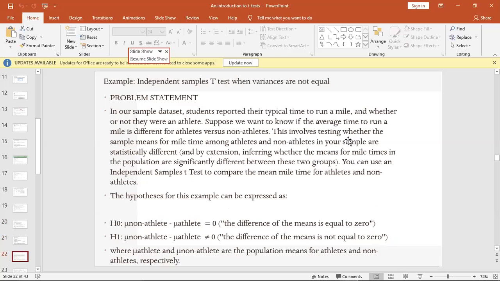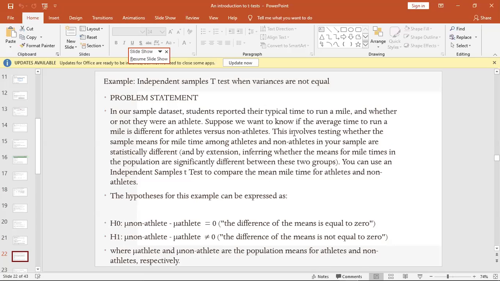So I will give you one example and a problem statement. In our sample data sets, students reported their typical time to run a mile, and whether or not they were an athlete. According to athlete or non-athlete, we want to find out the run time. Suppose we want to know if the average time to run a mile is different for athletes versus non-athletes. So that is the thing we are going to find out, right?